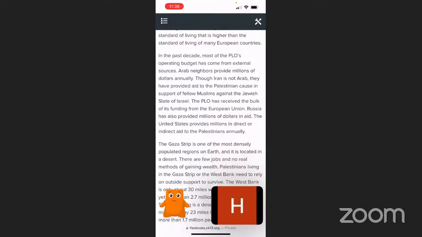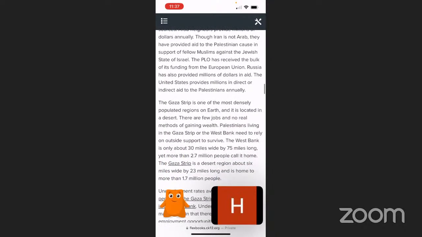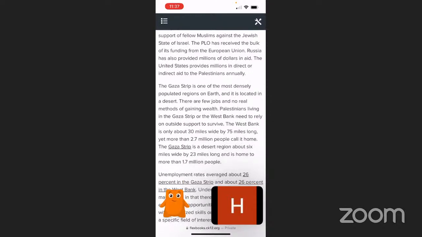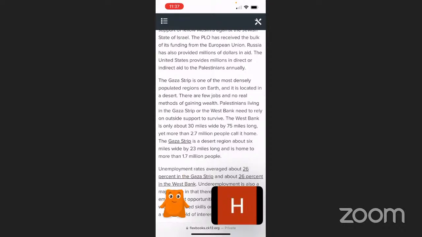In the past decade, most of the PLO's operating budget has come from external sources. Arab neighbors provide millions of dollars annually. Though Iran is not Arab, they have provided aid to the Palestinian cause in support of fellow Muslims against the Jewish state of Israel. The PLO has received the bulk of its funding from the European Union. Russia has also provided millions of dollars in aid. The United States provides millions of indirect aid to Palestine annually.